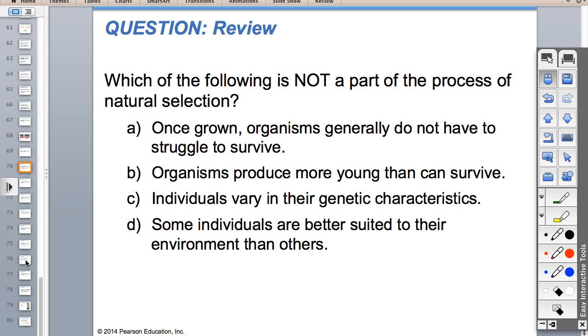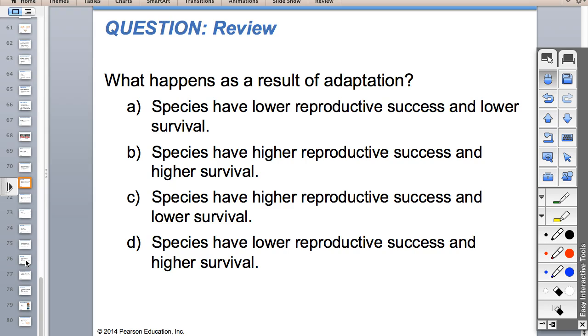Alright, what you got? Let's see. A. Also not funny. But everybody put A. Good. Once grown, organisms generally do not have... Yeah, so there's always a struggle to survive. So, circle that on your paper.